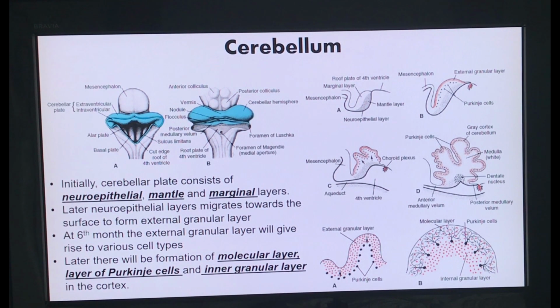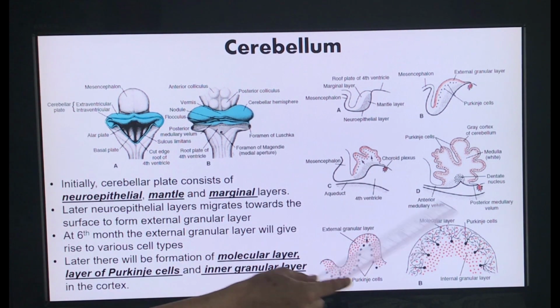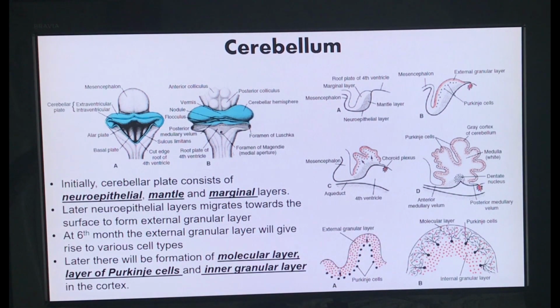But some of the neuroepithelial cells which are present here will later form even the innermost neurons, which are the dentate, globose, emboliform and fastigial nuclei. These will develop within the inner white matter area. So this is how the cerebellum develops. The metencephalon contributes as follows: the ventral aspect contributes to the development of the pons, and the dorsolateral aspect contributes to the development of the cerebellum.